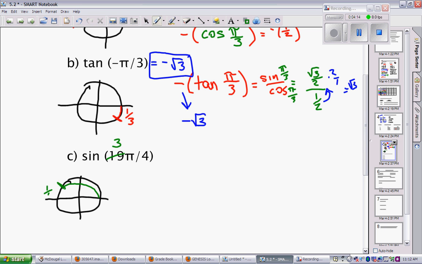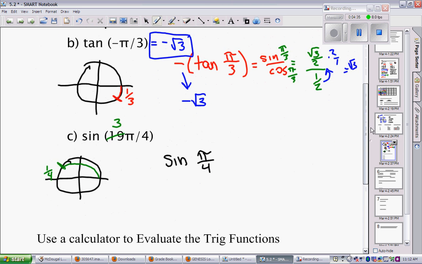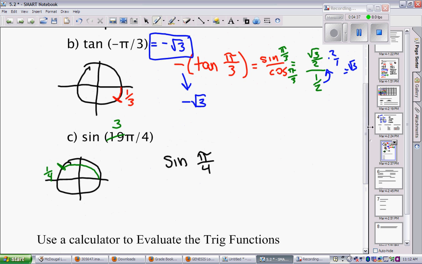We are 1/4 away from the x-axis. We're in quadrant 2. So we want the sine of pi over 4. Quadrant 2, look at that, sine stays positive. So all we want is the sine of pi over 4, which is root 2 over 2.